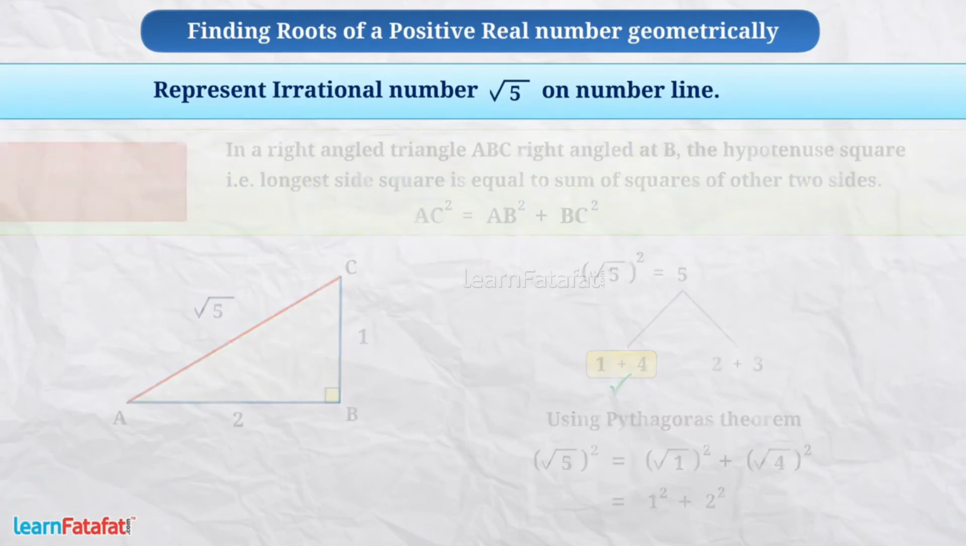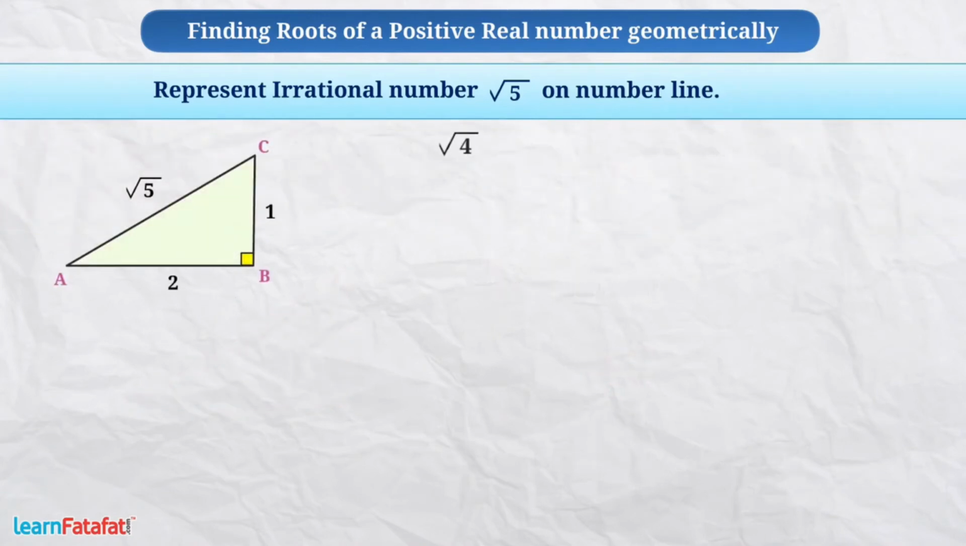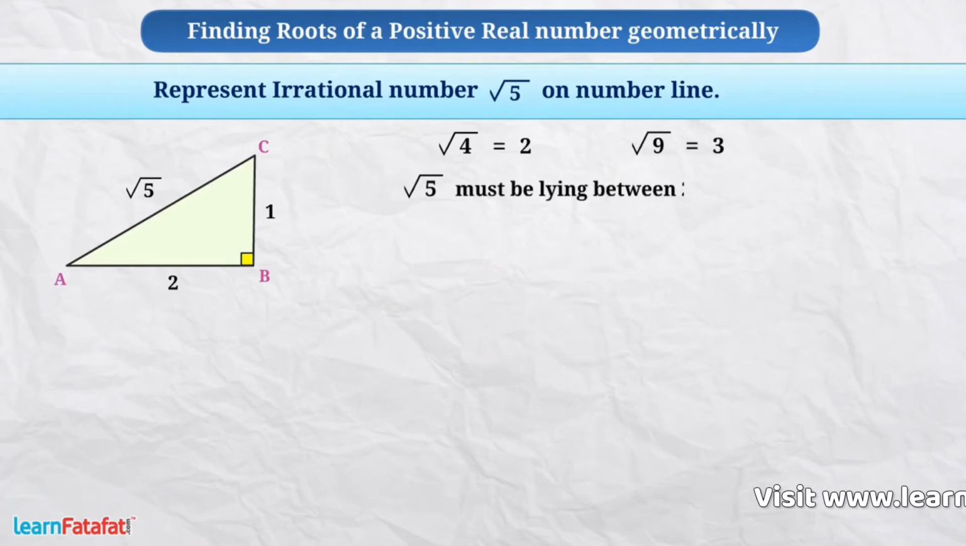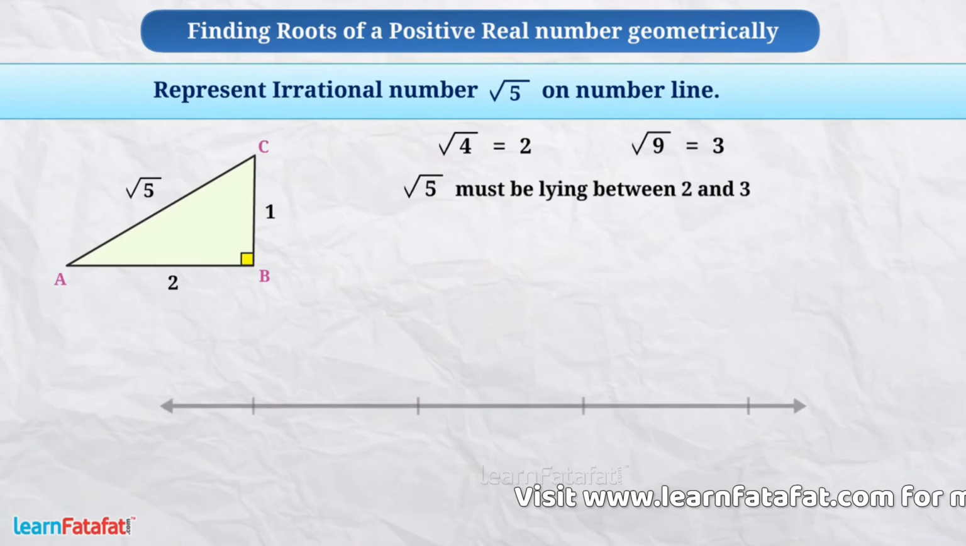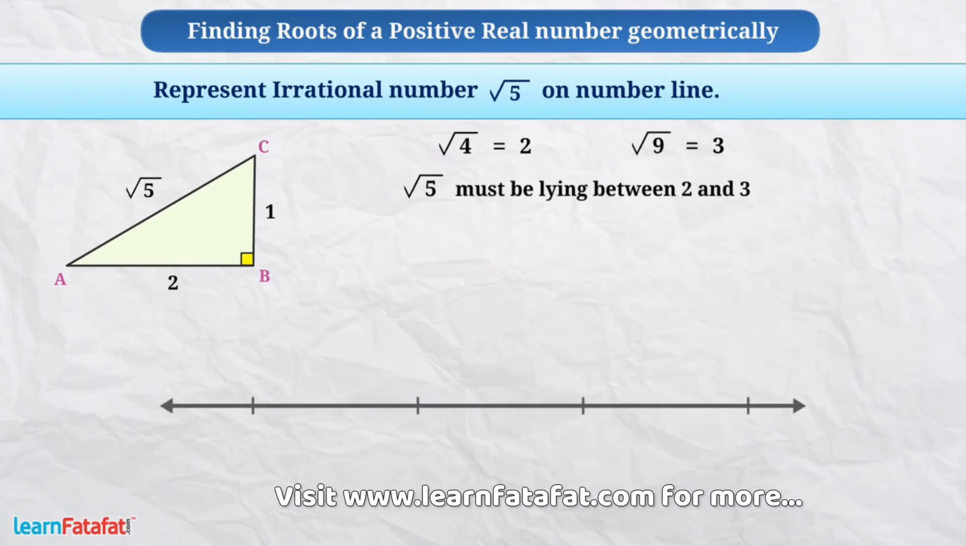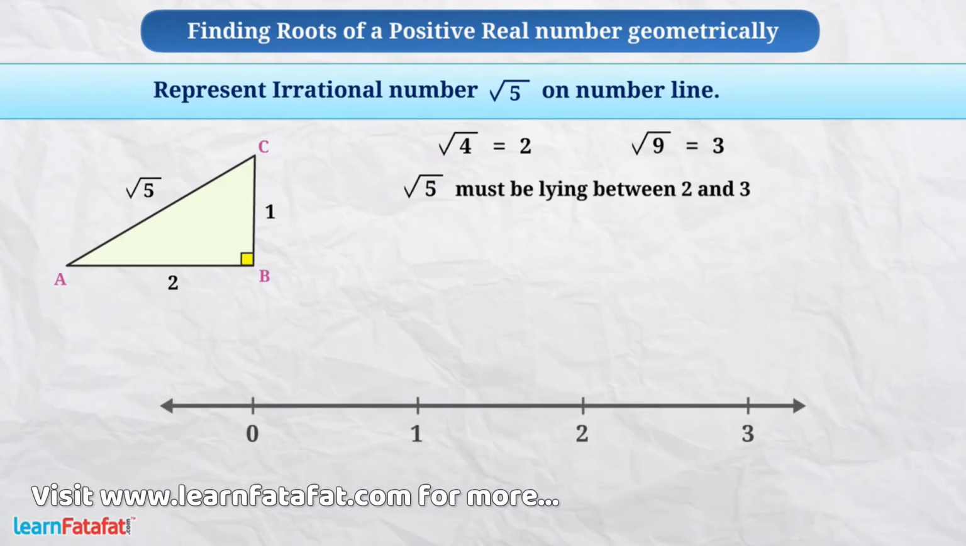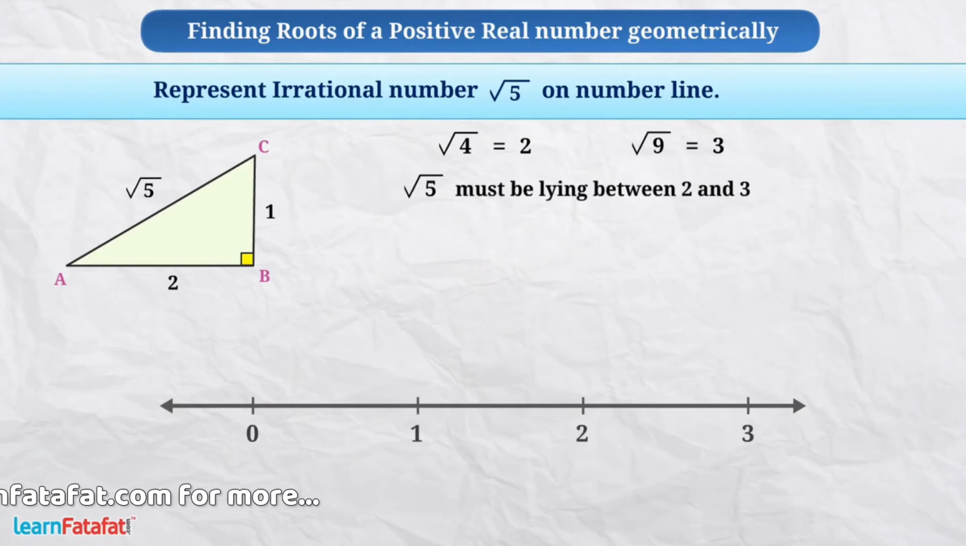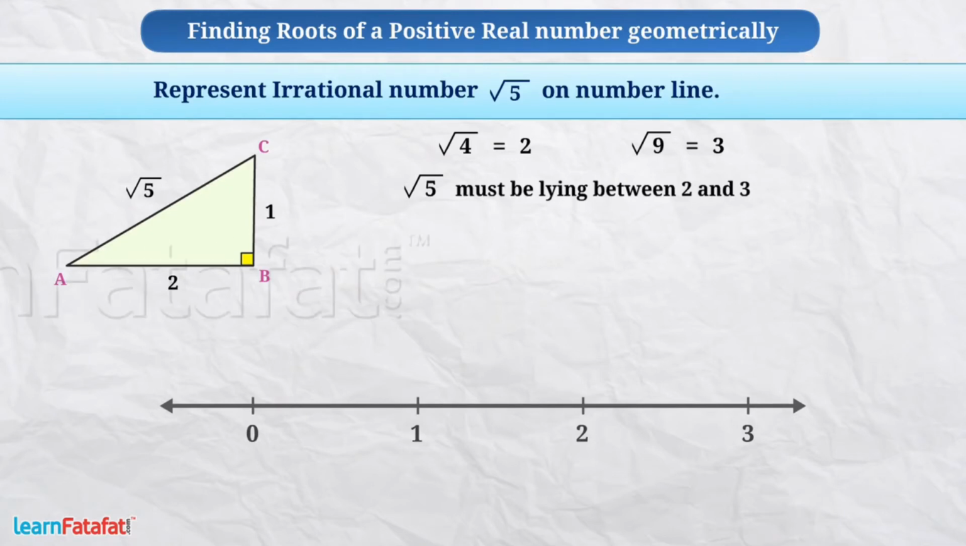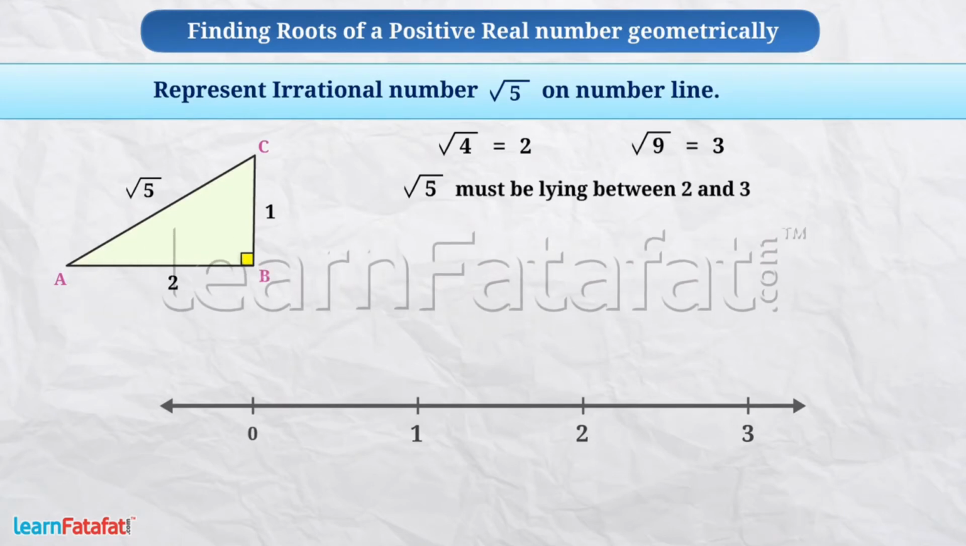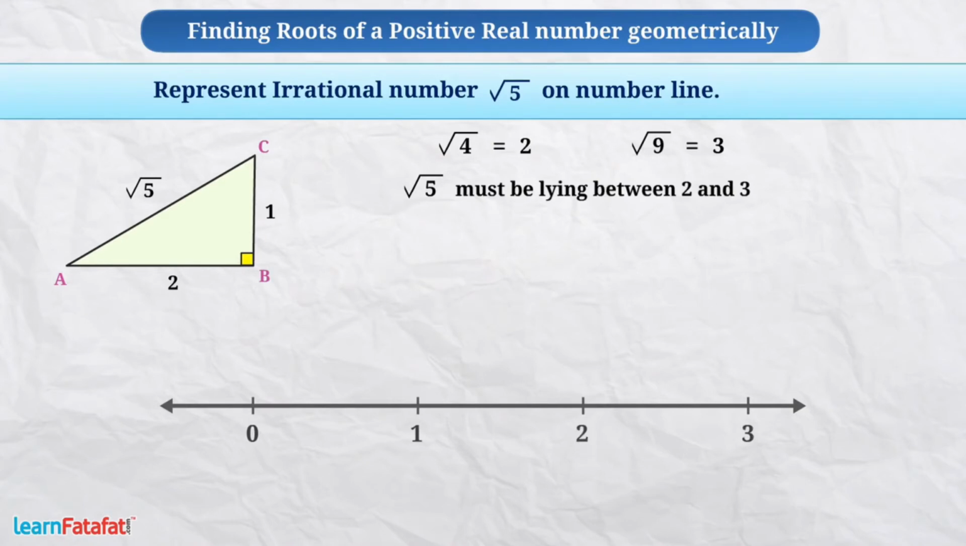Here you can make a guess that as √4 is 2 and √9 is 3, so √5 must be lying between 2 and 3. So while drawing number line, make sure to have at least 3 numbers on positive side. As there are no negative numbers, so you can keep even more space for positive numbers. So here is the number line with some numbers as 0, 1, 2, 3 and so on.